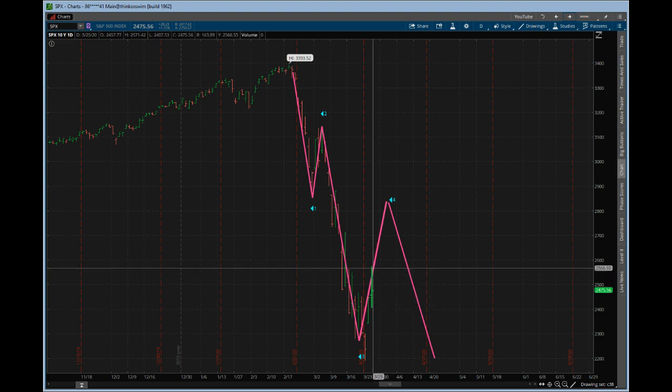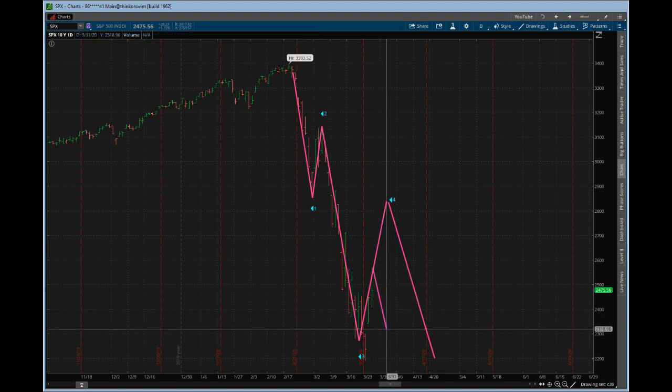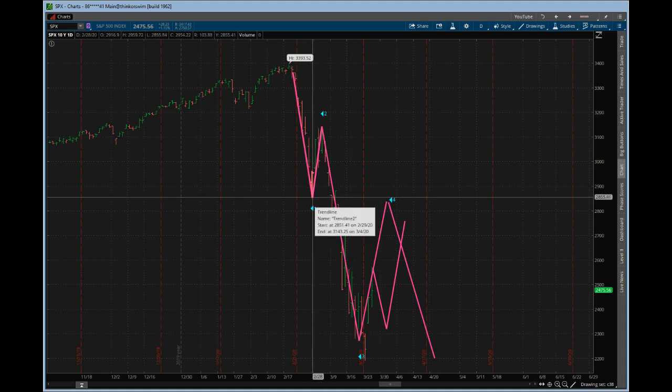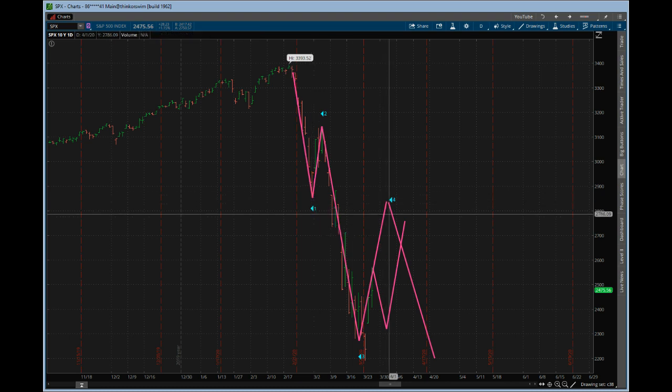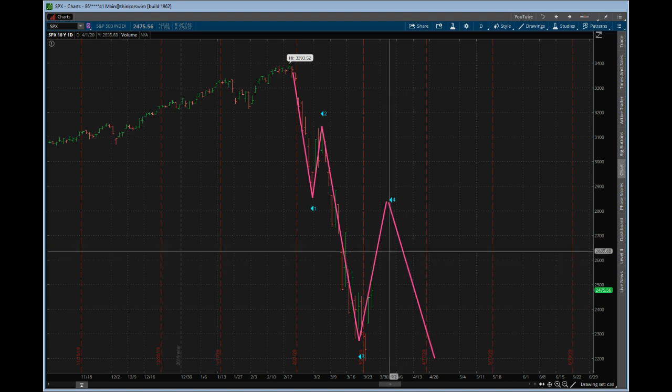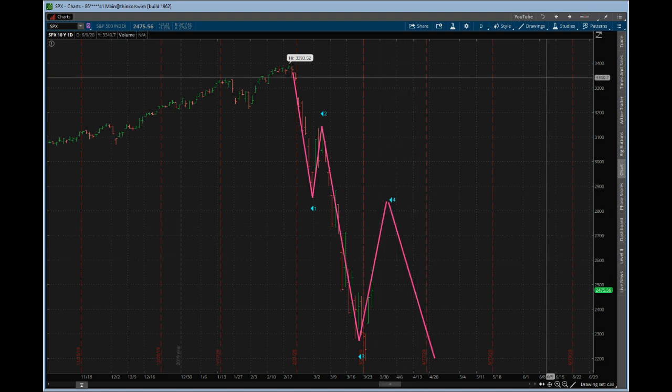Now, if the job numbers are bad, we may see an ABC pullback right here, and then maybe get up to a wave 4 up here. I'm not saying it's going to be this big, but it could, right? A lot of folks are expecting a rally, but that's the key number right there, 2884.55. Stand below that to keep the rule of wave 4 not intersecting wave 1 in place, right? So we'll see how that goes.